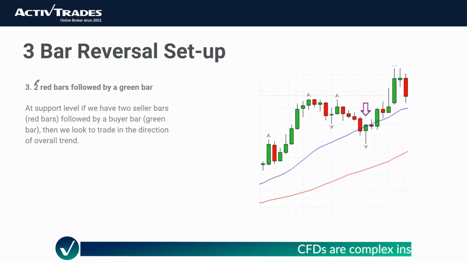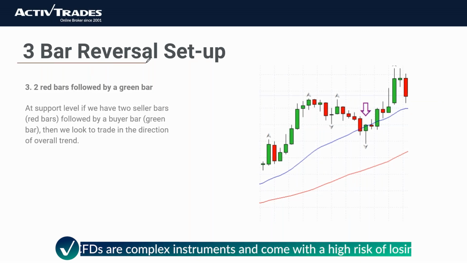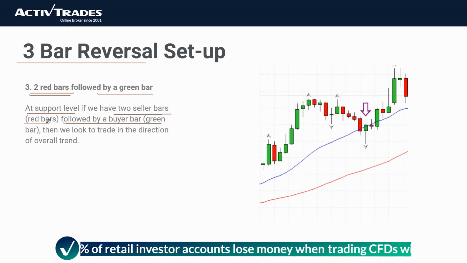Once we've retraced back to support, what we're looking for, and this is clues in the name, is a 3-bar reversal. We are looking for 2 red bars, two seller bars, followed by a green bar. Just keeping it nice and simple. At that support level we've retraced to, if we have 2 seller bars followed by a buyer bar, my buyer bars are green, then we have the initial setup to look to trade in the direction of the overall trend.